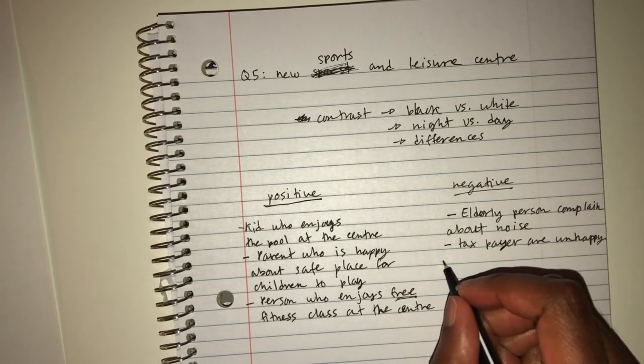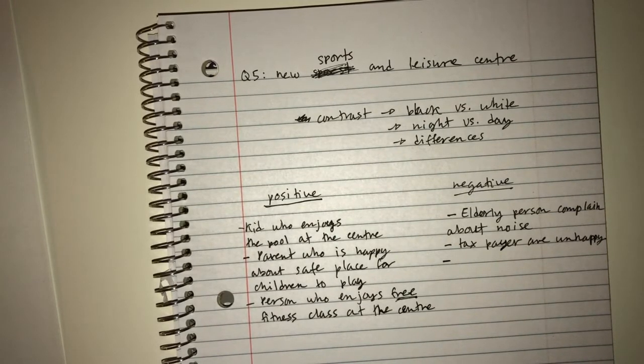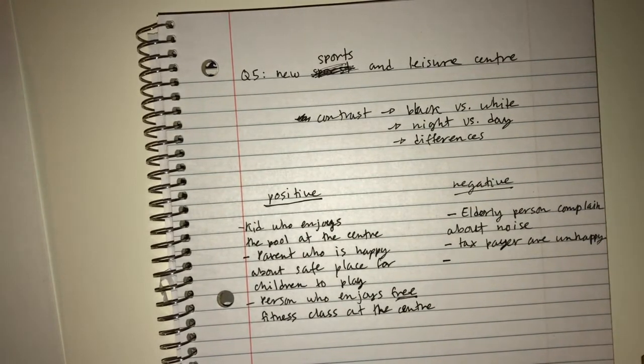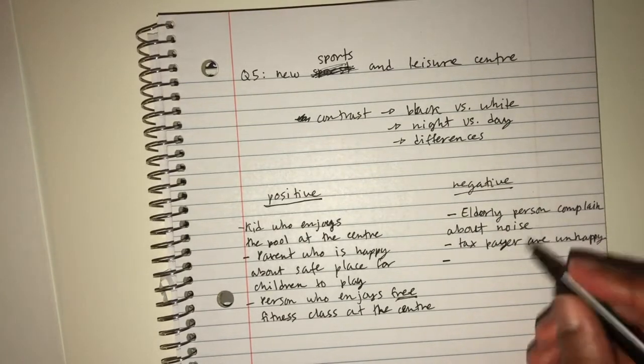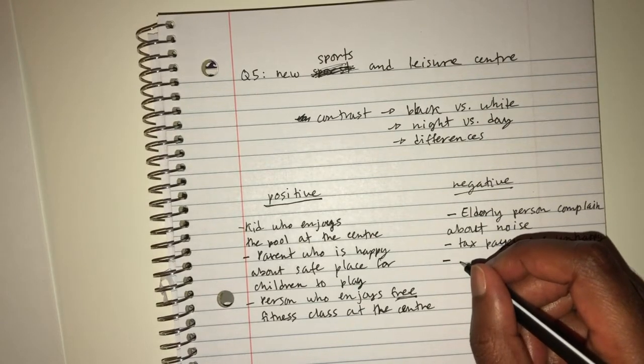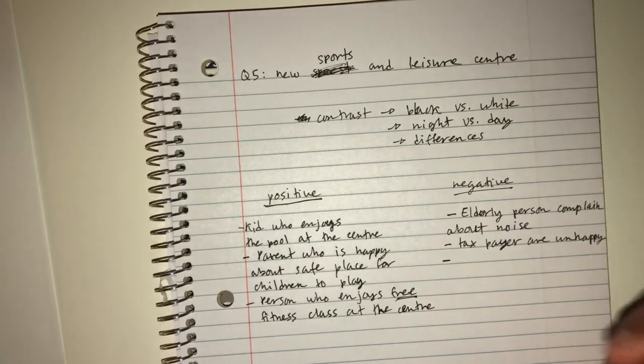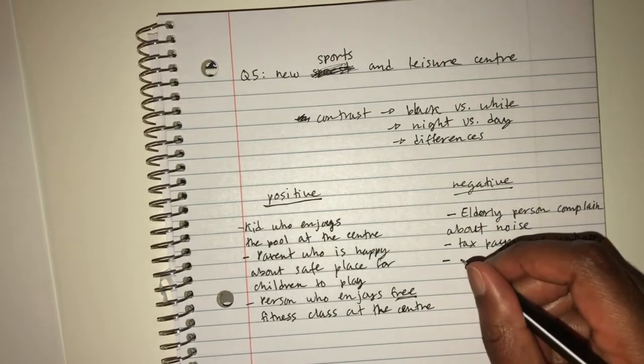Another thing, a third idea for negative, could be that maybe they built the community center on top of sacred land, right?